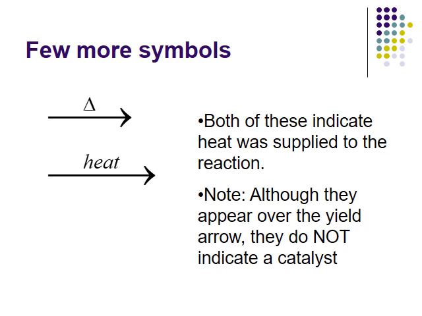And finally, just a few more symbols. Both of these mean the same thing. If we put the delta sign, we want to be very careful we put a delta and not a triangle. Put a delta sign above the yield arrow, or the word heat. Both of those are indicating that heat was supplied to the reaction. They are not a catalyst. They are not a chemical. Now that being said, this is very rarely enforced in most chemical reactions. You might see it once or twice, but for the most part, it's not present. So you don't have to worry about it very much, if at all.